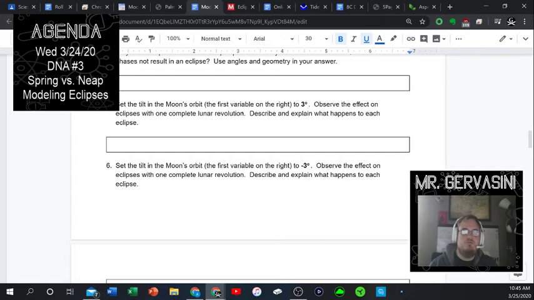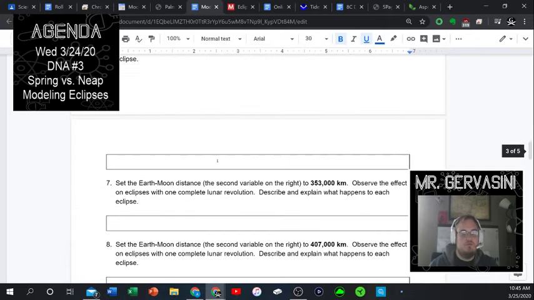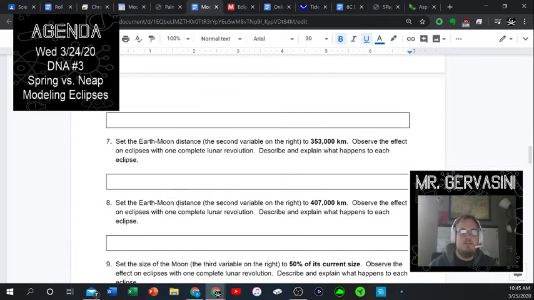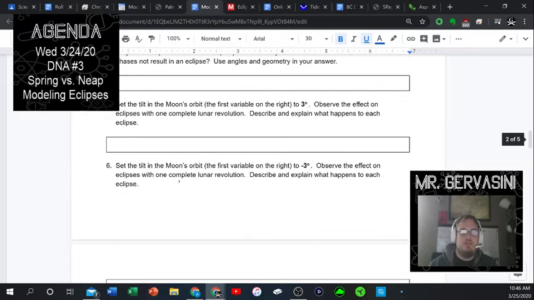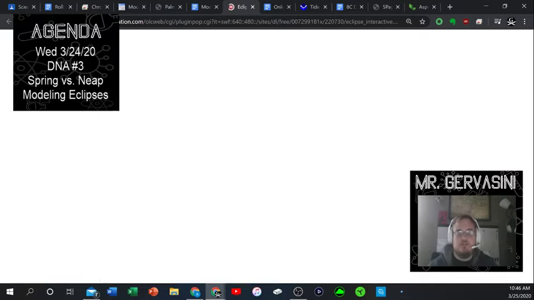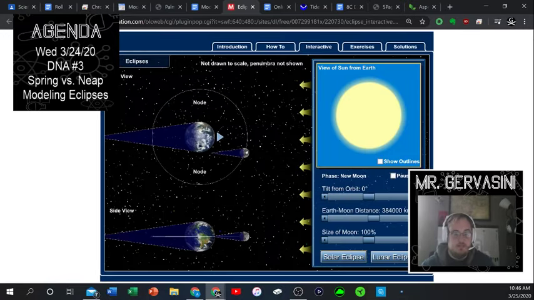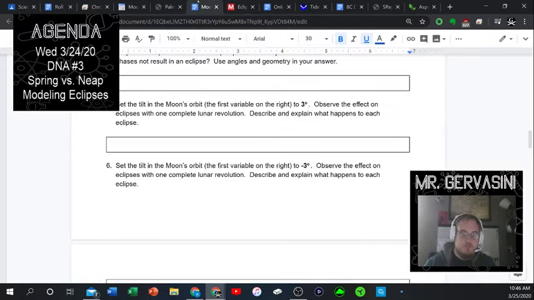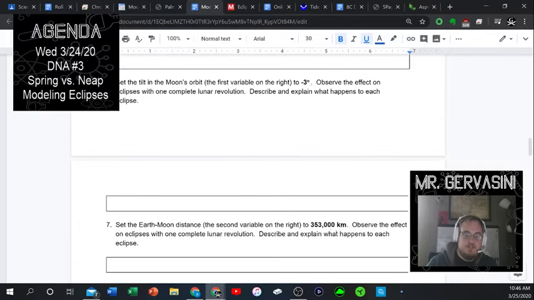5 and 6, you start changing the tilt of the moon's orbit. All right. Before you go to 7 and 8, reset this back to default. Somebody asked me that through email. Just make sure that you reset this back to default. So you just refresh it, and it should go back to default. So don't set the distance and leave it at -3. Get everything back to 0, or back to default, the way it was.